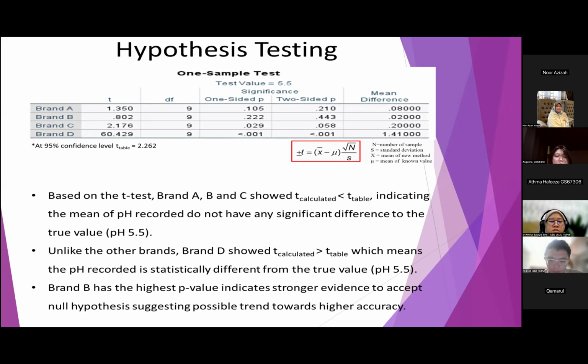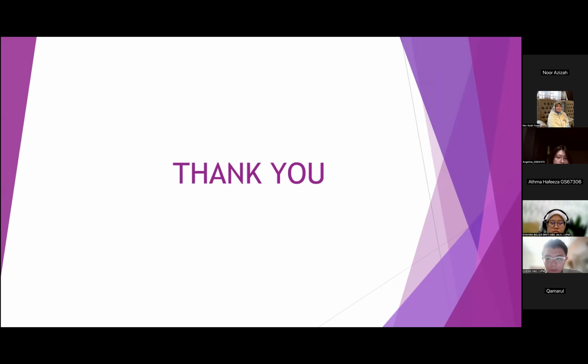Also, if we look at the p-value for brands A, B, and C, brand B has the highest p-value, which is 0.443, which indicates stronger evidence to accept the null hypothesis, suggesting a possible trend towards higher accuracy. So in this case, we are selecting brand B for the purchase. I think that's it. Thank you.